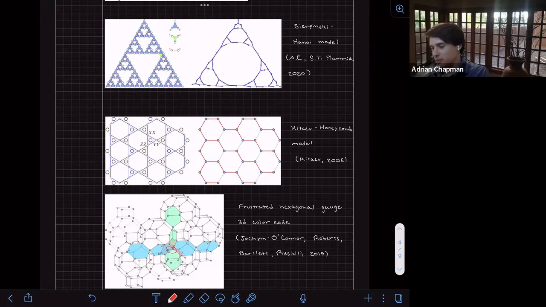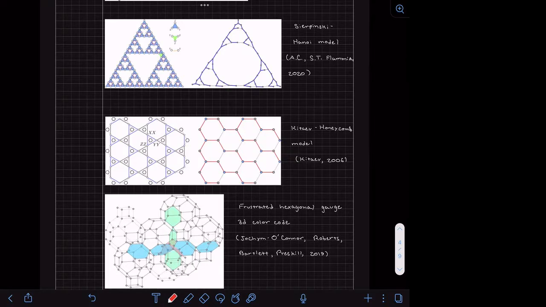The red, green, and blue faces each share two qubits. So those commute. Okay, thanks. Yeah.